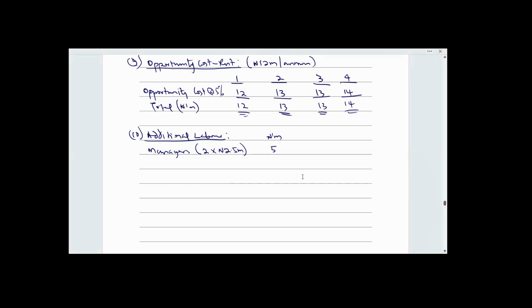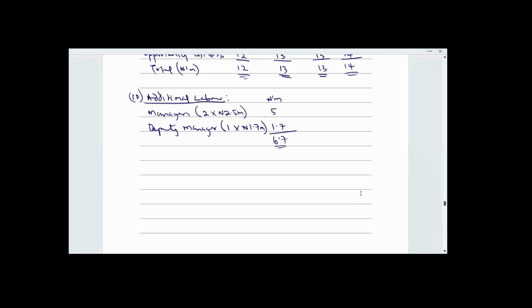I would then say deputy manager, 1 multiplied by 1.7 million. Here is 1.7. Add the 2 together, that's 6.7 million naira per annum. Therefore, year 1, year 2, year 3, then year 4.